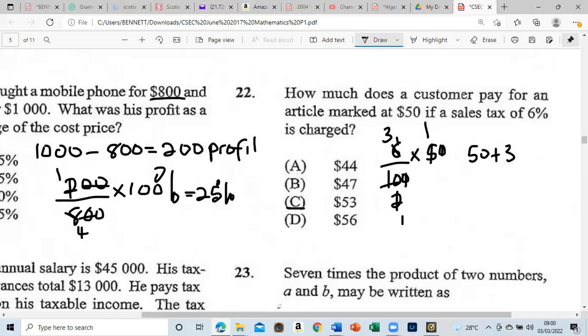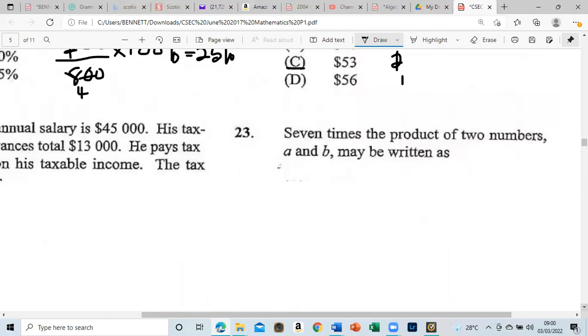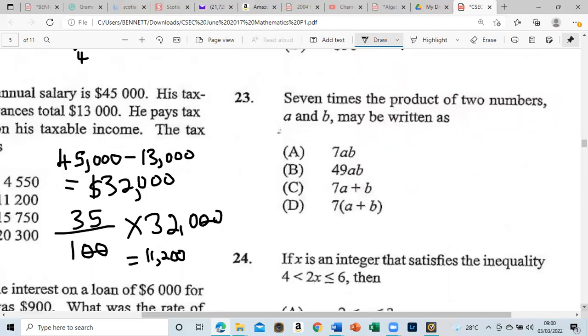Let's move on to 23. 7 times the product of two numbers A and B may be written as 7 times the product of the two. Product means multiply, so that would be 7AB.